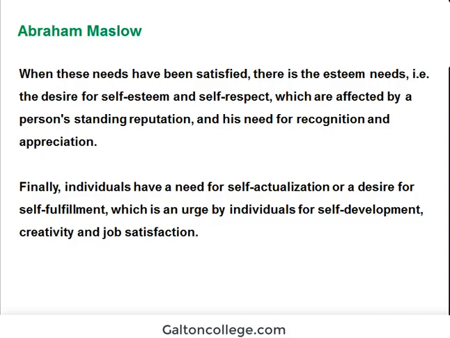Finally, individuals have a need for what Maslow calls self-actualization, or a desire for self-fulfillment, which is an urge by individuals for self-development, creativity, and job satisfaction. Self-actualization is when the person wants to be creative and wants to feel secure that all the other needs have been achieved. Now is the time to address the higher order needs, the self-actualization needs, the self-fulfillment needs.